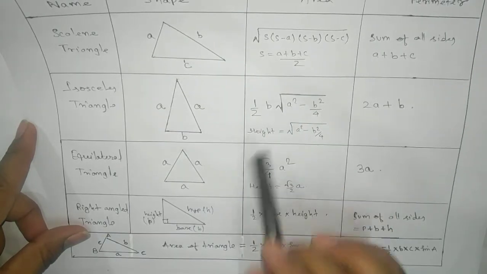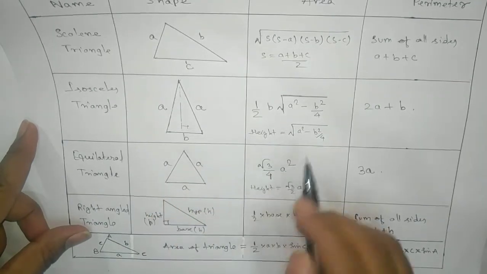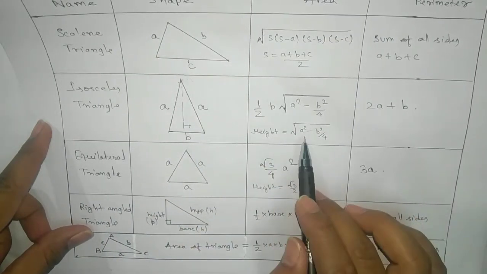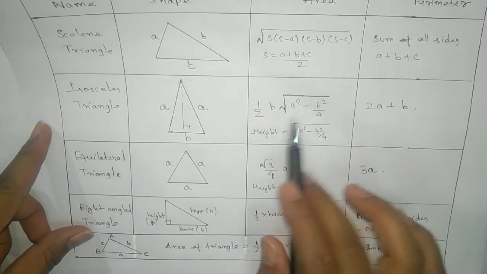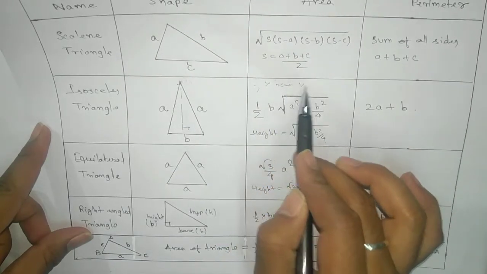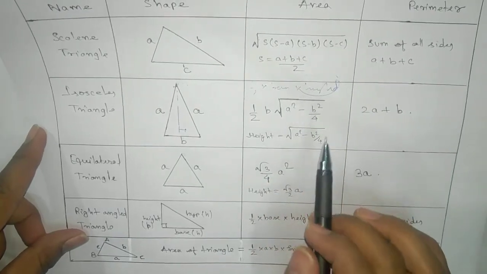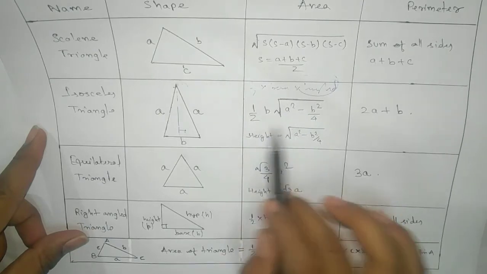And to get the height, this is the perpendicular distance from the vertex. So this is your formula: root over a square minus b square by 4, the inside part you can see here. And if you compare this with half into base into height, here the height is this part. So once you get the height, you can apply this formula and you will get this formula.